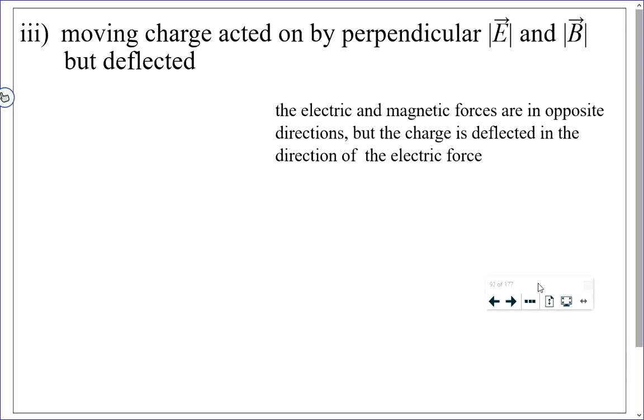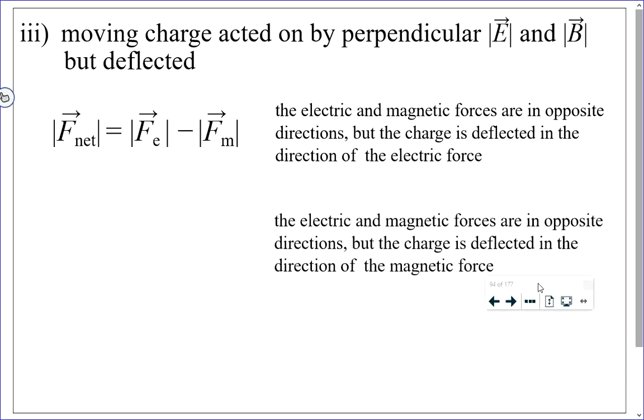So getting back to this situation, it could be that the electric and magnetic forces produced by those two perpendicular fields are in opposite directions, but the charge is deflected in the direction of the electric force. Think about that for a second. What that means is the electric force must be greater in magnitude than the magnetic force because they're in opposite directions and the electric force wins. That means the magnitude of the net force is found by taking the magnitude of the electric minus the magnitude of the magnetic force.